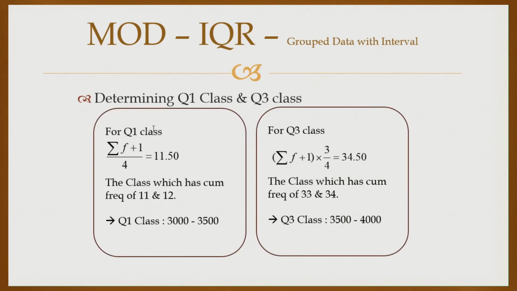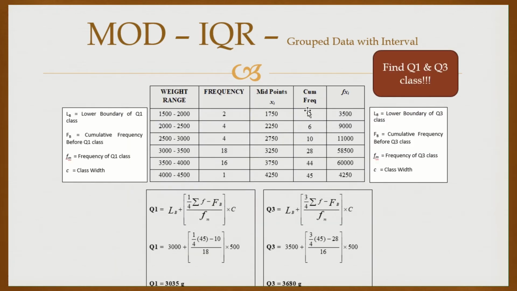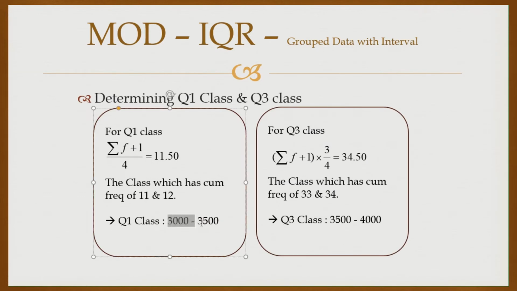So we need to determine our Q1 class first. Total frequency plus 1 divided by 4, or total frequency plus 1 times 0.25, all same. So you get 11.5. What is 11.5? Between the 11th and the 12th data. So go back here, use your cumulative frequency. Where are the 11th and 12th data? Inside here, which means my Q1 class is between 3000 and 3500. How to find Q3 class? Same. Total frequency plus 1, you times 3/4 or times 0.75, up to you. So you will get 34.5.